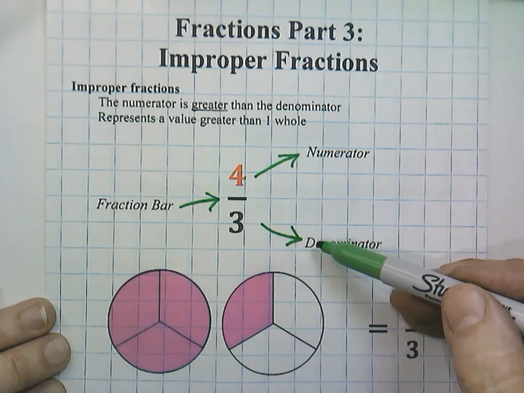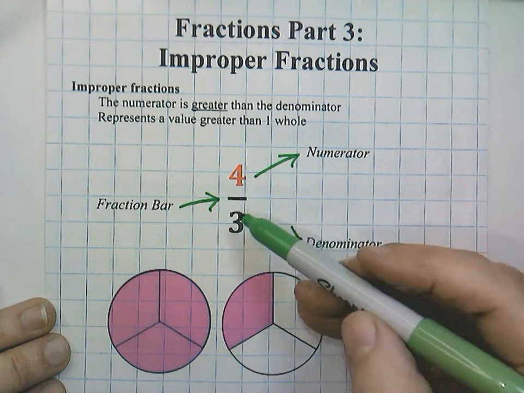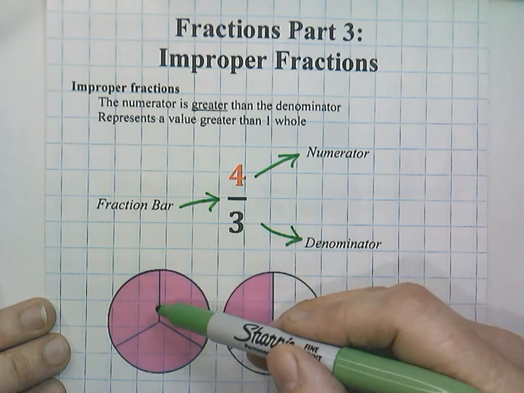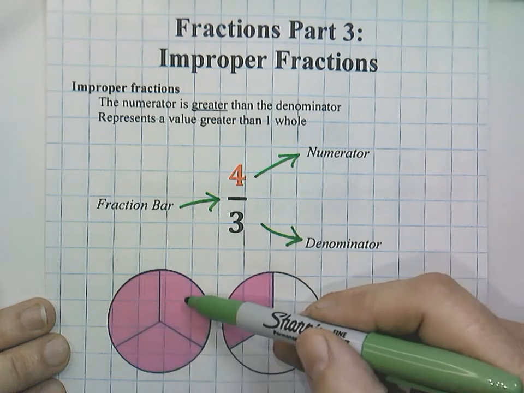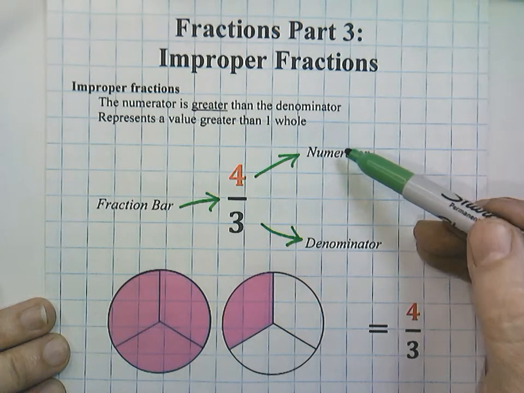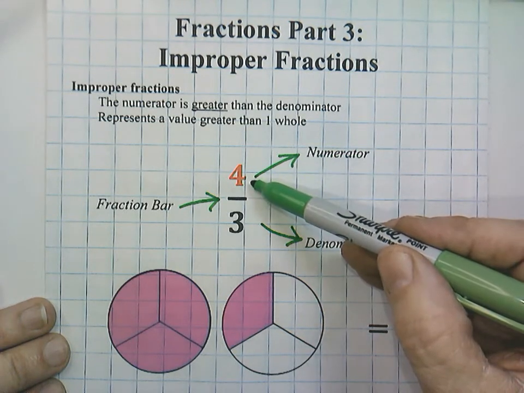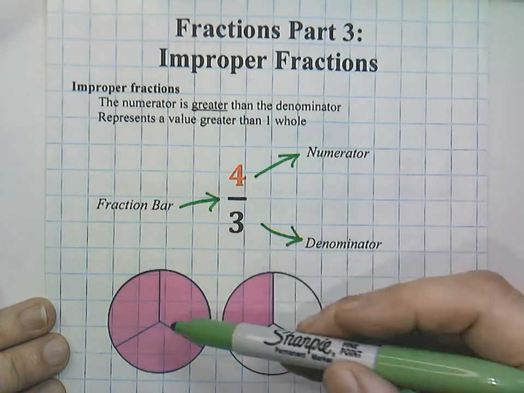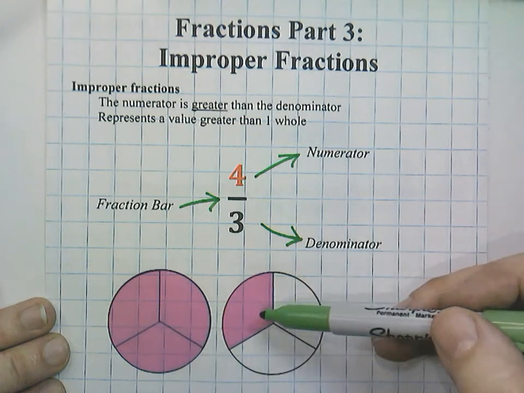The denominator shows the total number of parts. For example, our denominator here is 3, and if you look at the model, there's 1, 2, 3. And then the numerator tells the total number that are shaded. In this case, we have 1, 2, 3, 4.